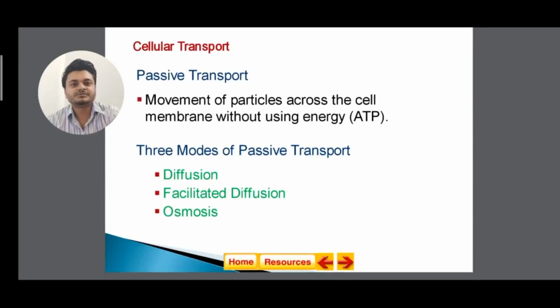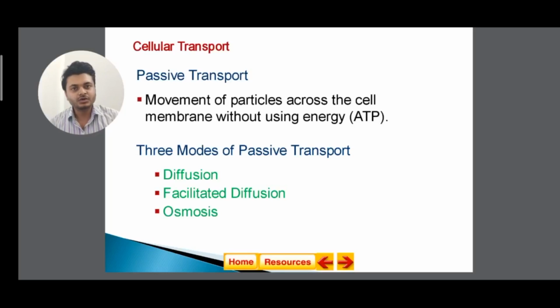Now what is passive transport? The movement of particles across the membrane without the use of energy. Clear? That means no energy will be used. Like for diffusion it will go from higher concentration to lower concentration. Here no energy will be used. So there are three modes of passive transport: diffusion, facilitated diffusion and osmosis.